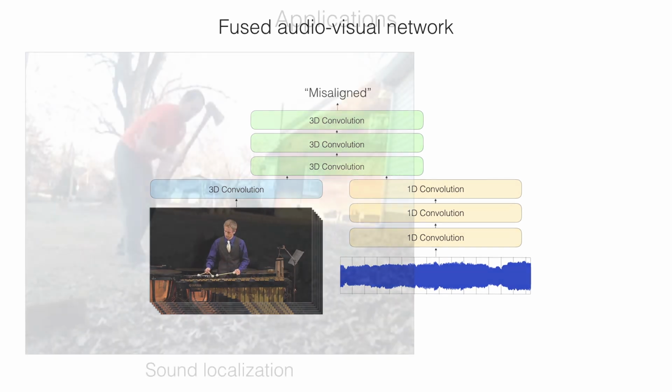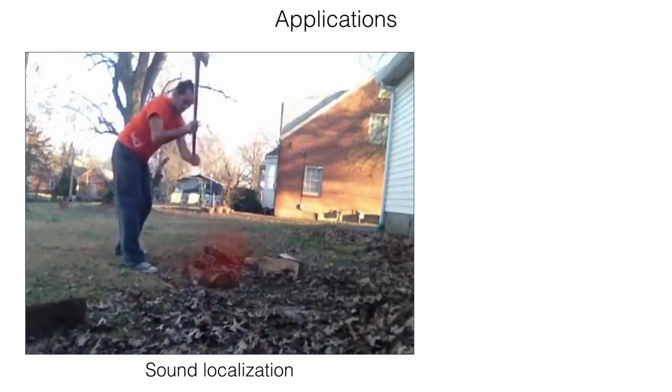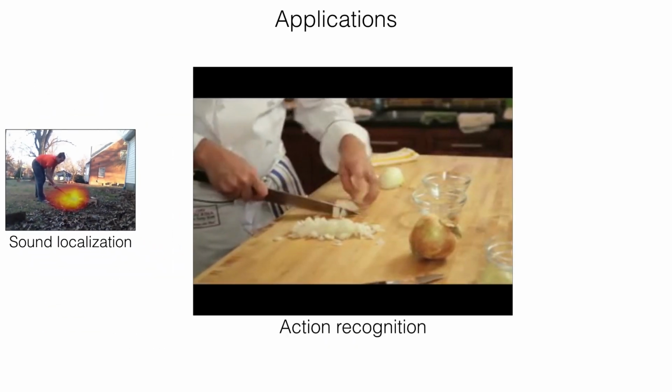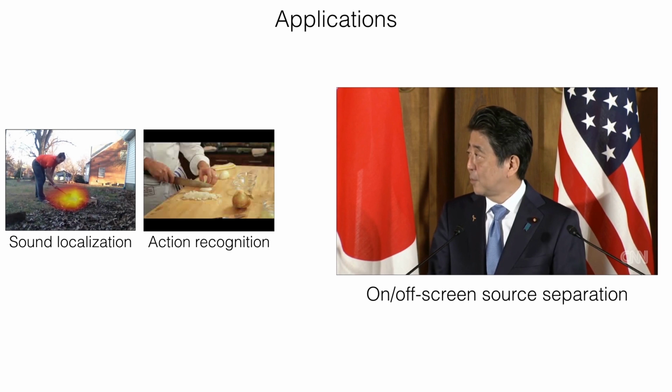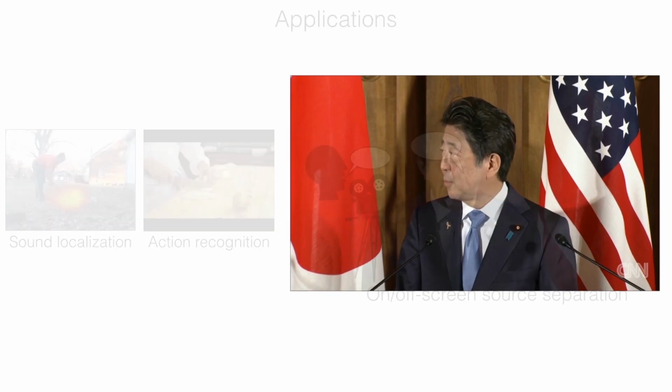We use the representation that we learn in 3 applications: visualizing the locations of sound sources, audio-visual action recognition, and separating the sounds that are occurring on screen from those in the background. Here's an example where we separate the speech of a Japanese speaker from that of their English translator.